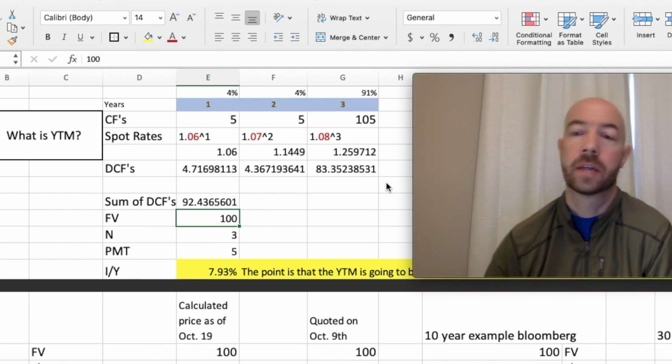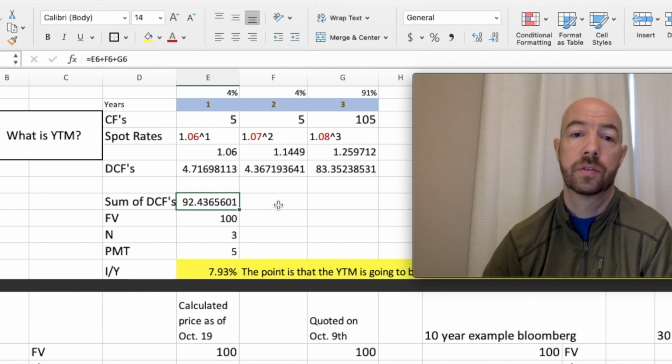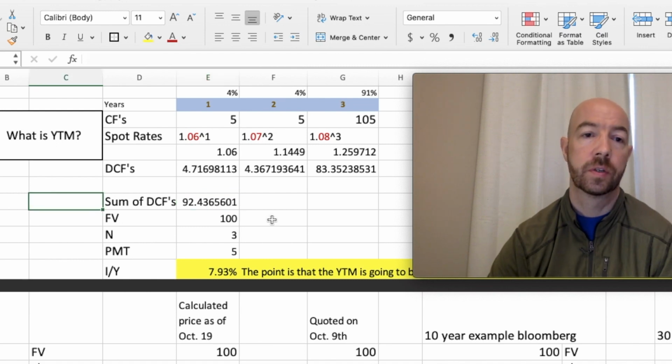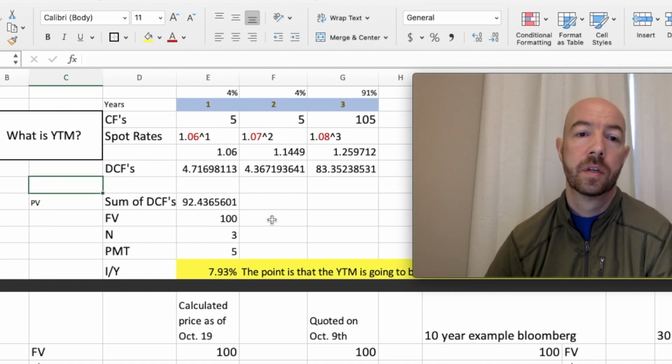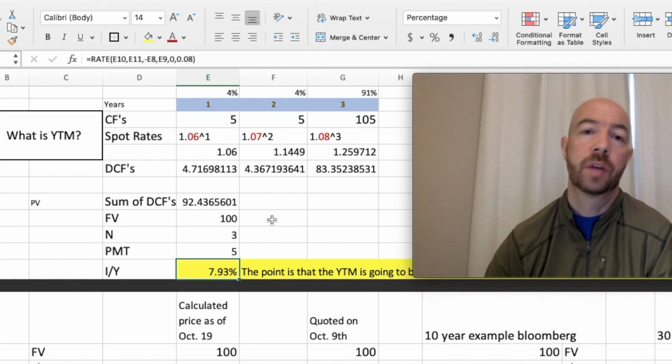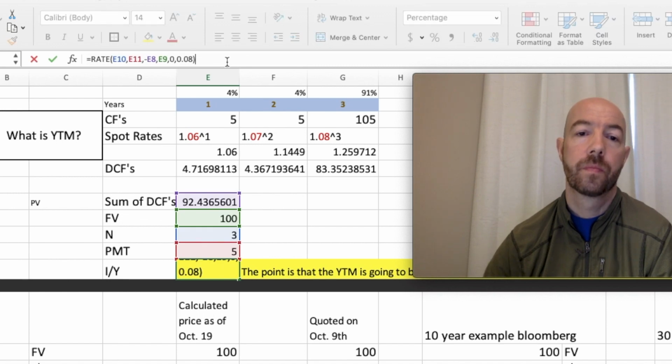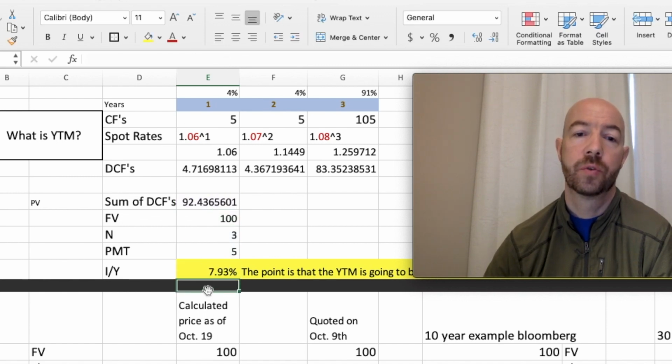Now you're back to calculator work. This is the sum of the discounted cash flows, so this is your present value of all your cash flows. So you found the present value and you add them up. It's the sum of the discounted cash flows, also known as your PV, right? That's what you'll find on your calculator. PV, future value is 100. We know future value is 100, 3 periods, we know the coupon is 5. And if you put in that rate formula, 7.93.